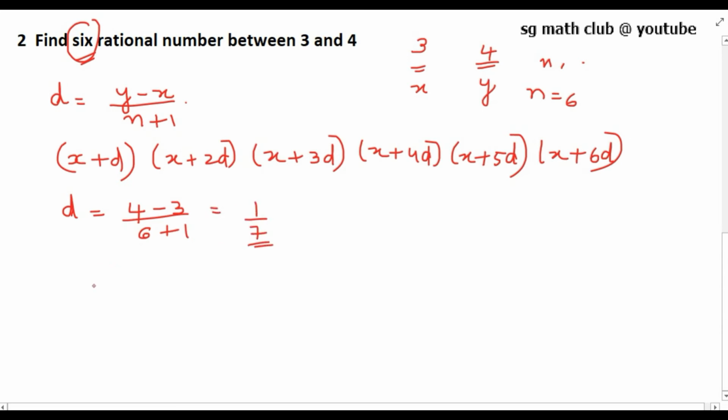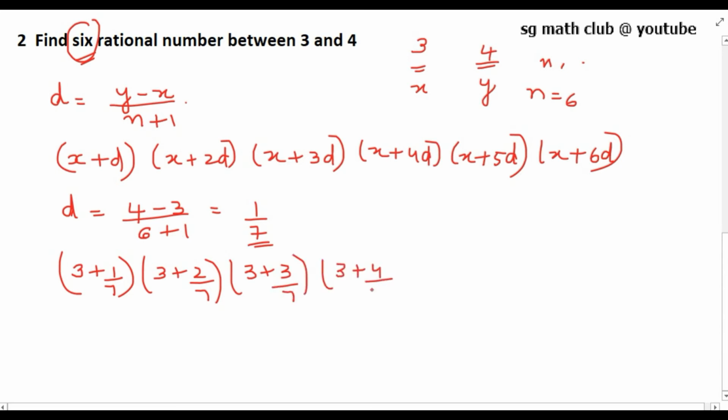So our rational numbers are x plus d, that is 3 plus 1 by 7, the first rational number. Second one is 3 plus 2 by 7. Third rational number is 3 plus 3 by 7, 3 plus 4 by 7, 3 plus 5 by 7, and 3 plus 6 by 7. So these are our 6 rational numbers.